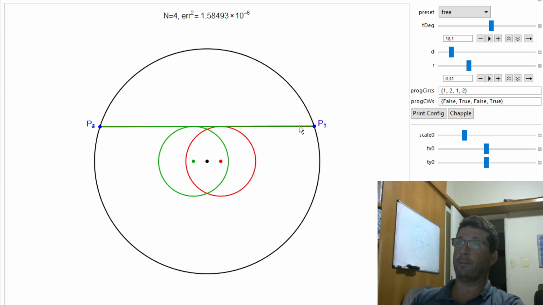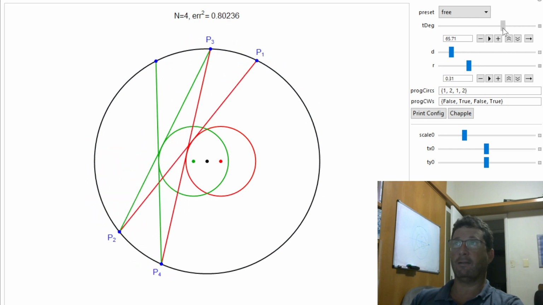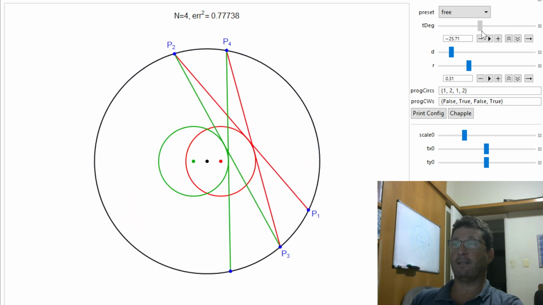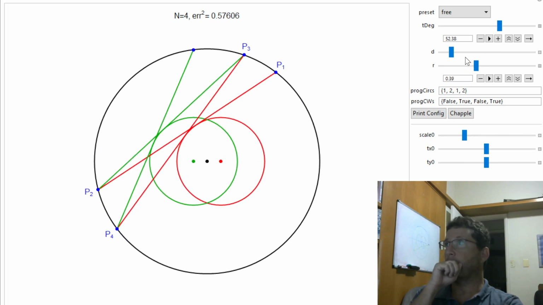Because I'm now going from P1 to P2 and then back and back and back 4 times. But the thing is, as soon as I move away from that closed configuration, I deviate. So P1 and P5 deviate. Likewise, I think I can try to do something like this.